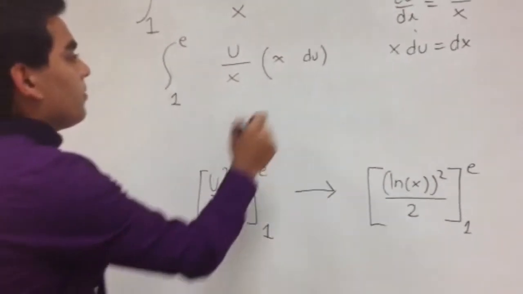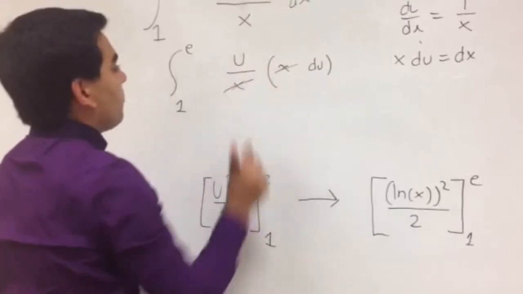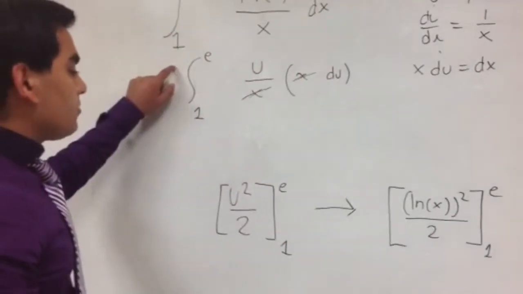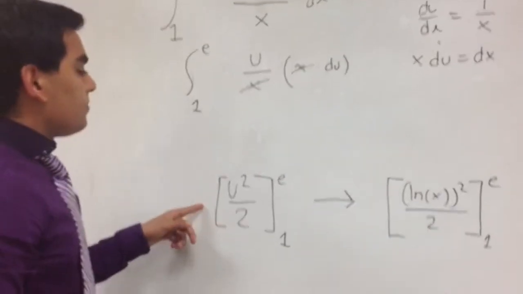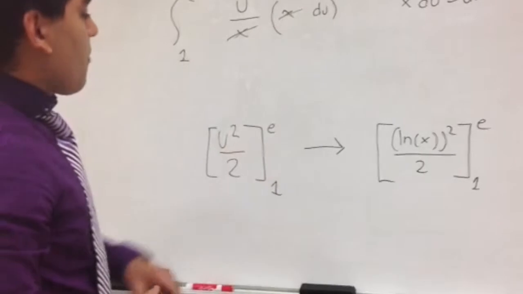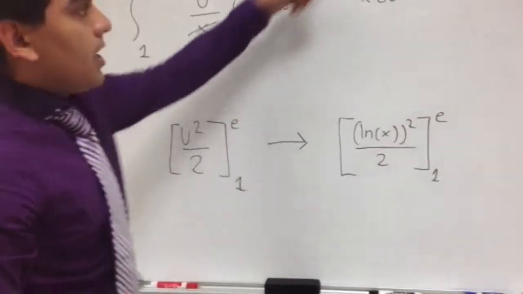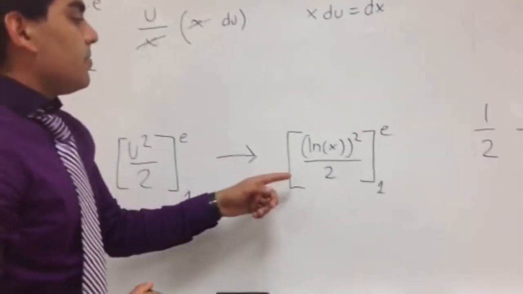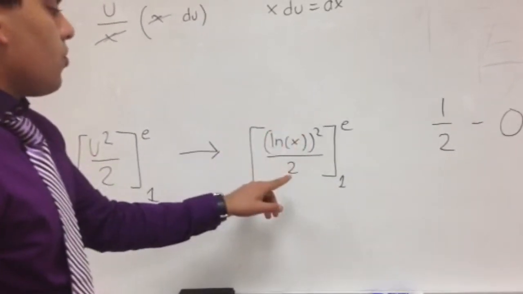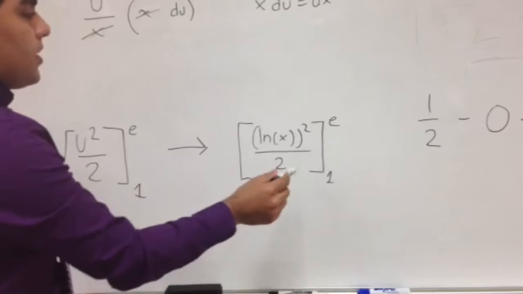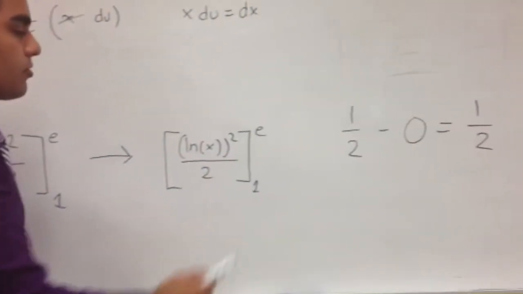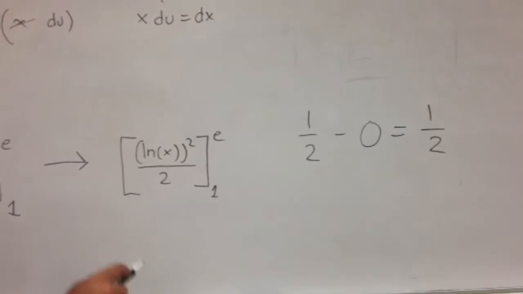So now, here, the x's cancel out, and we're left with the integral of u du from 1 to e. So when you integrate that, you get u squared over 2 from 1 to e. And you know that u equals ln of x, so this is the same thing as the quantity ln of x, squared, over 2 from 1 to e. And using the Fundamental Theorem of Calculus Part 2, you simply just plug in and subtract. You do f of b minus f of a.